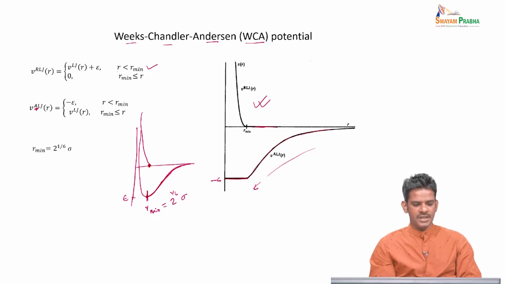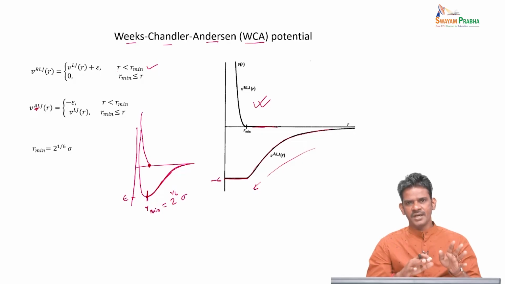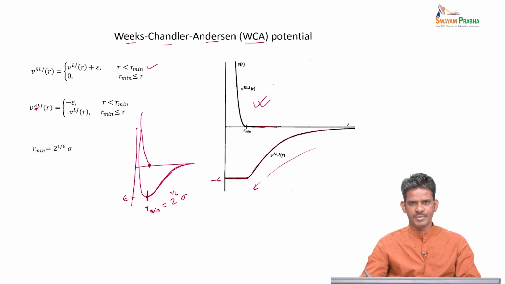So now in the context of whether you want a purely soft repulsive part or just only an attractive part, you can either choose this or this respectively. So this addresses a purely soft repulsive potential, and this addresses a long range attractive potential.